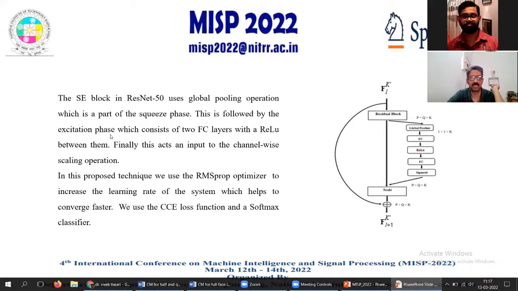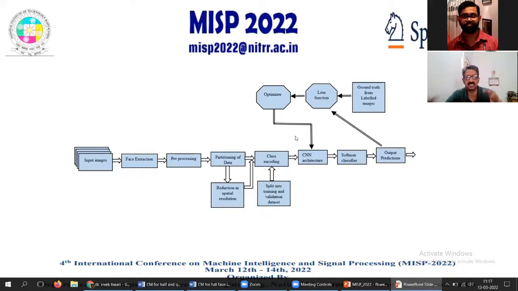And this is followed by the excitation phase, which consists of two fully connected layers with ReLU. We have used an RMSprop optimizer to increase the learning rate. We have used a categorical cross entropy loss function and a softmax classifier. This is the general block diagram of the system that we have used.